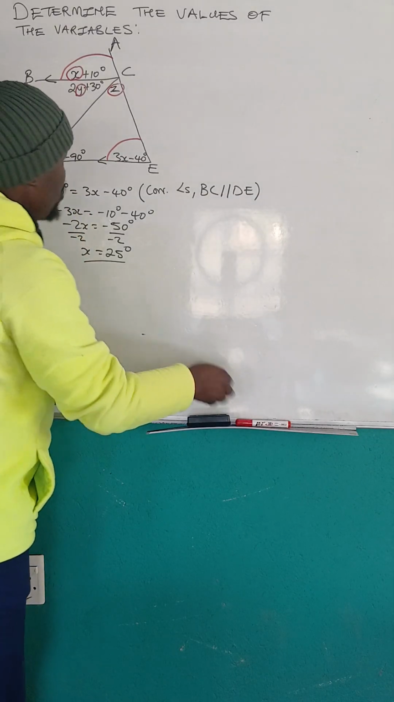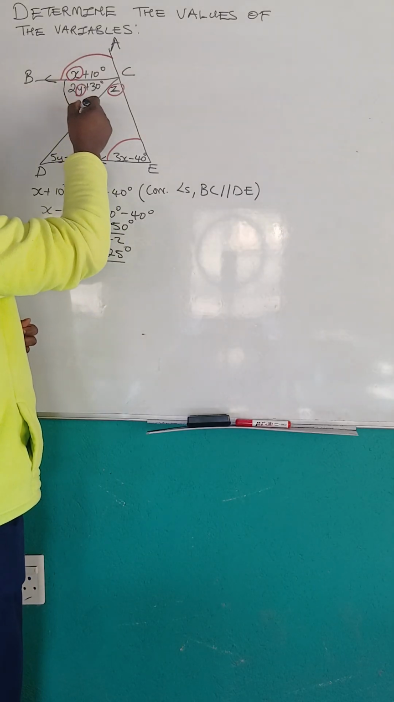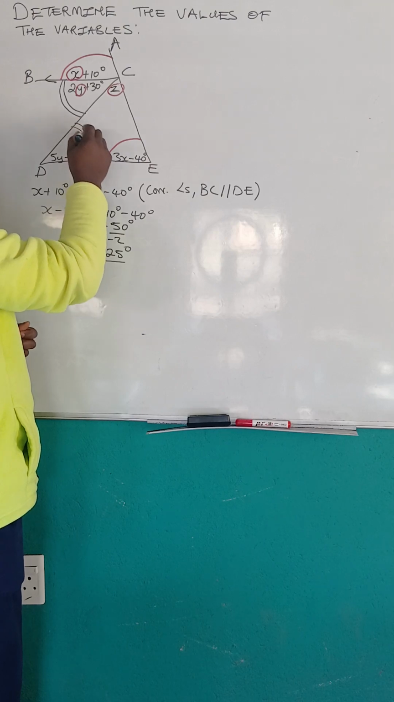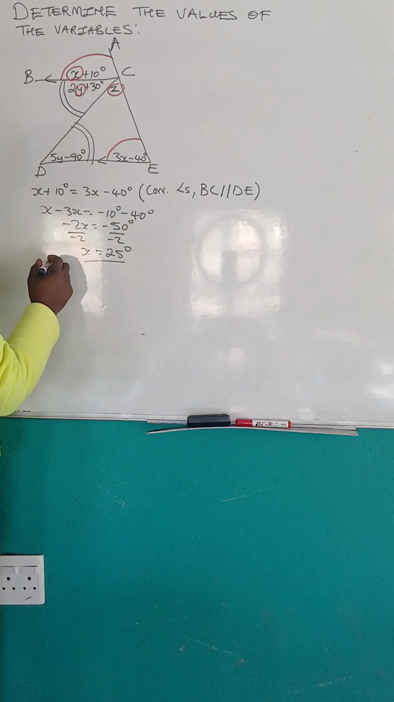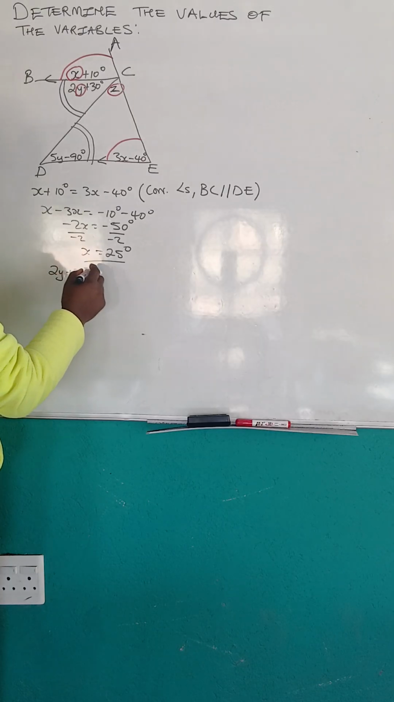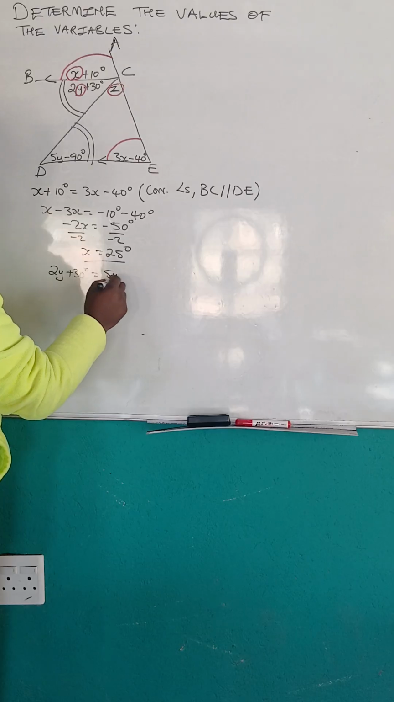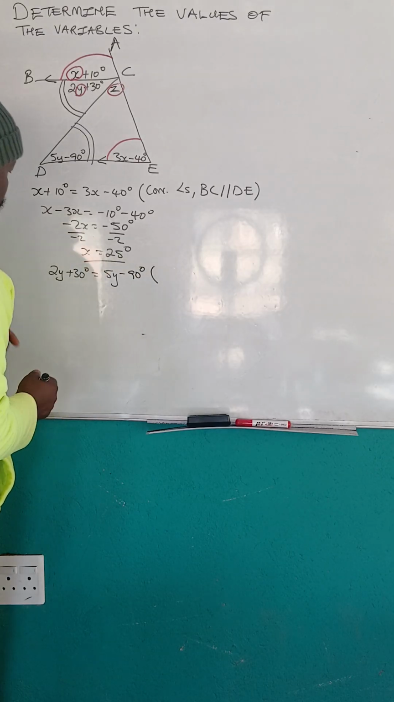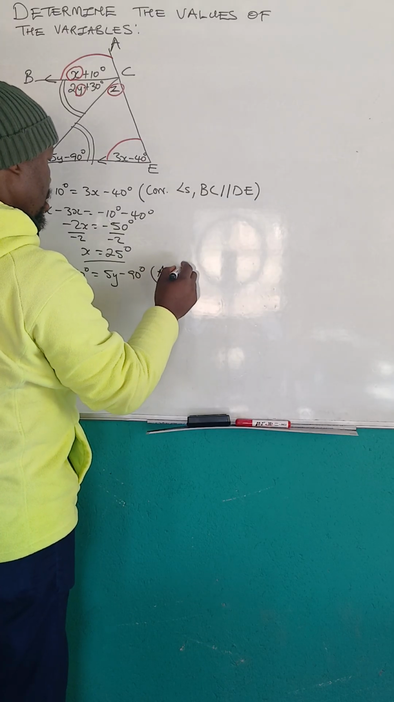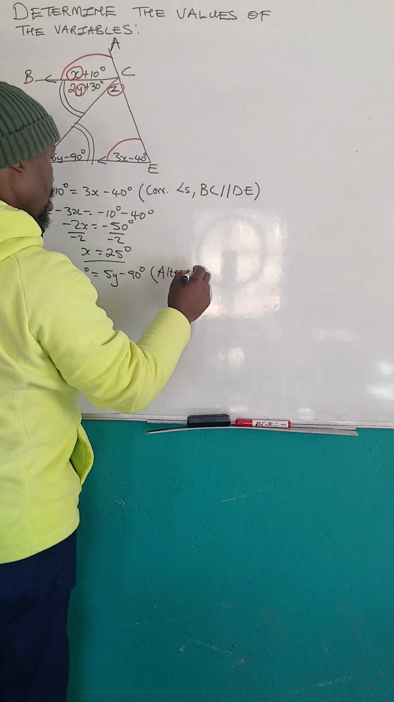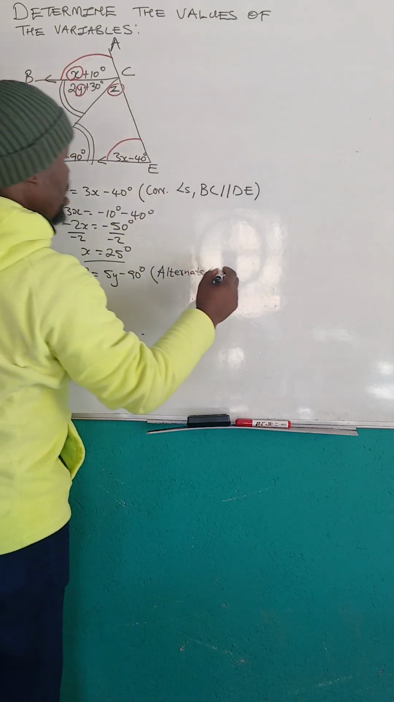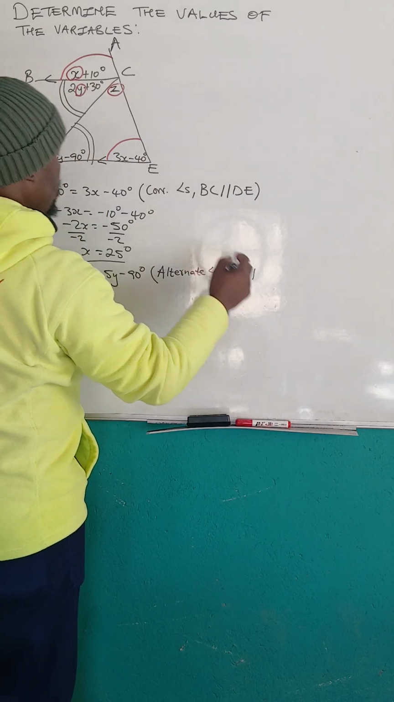So in this case, I suppose you can see that this angle is equal to the angle over here. So I'm going to say 2y plus 30 degrees is equal to 5y minus 90 degrees. The reason is that these two angles are actually alternate angles. Why are they alternate angles? Because line segment BC is parallel to line segment DE.